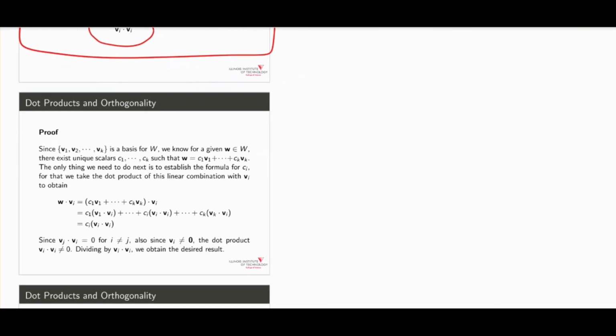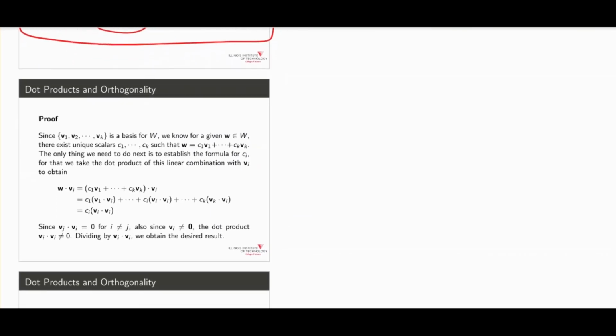And why is it so? Not difficult at all. So again, this is an orthogonal basis. If you have w, w will be written like this because it's a basis, so everything is spanned by the components in the basis. Once you have this, you take a dot product with Vi.